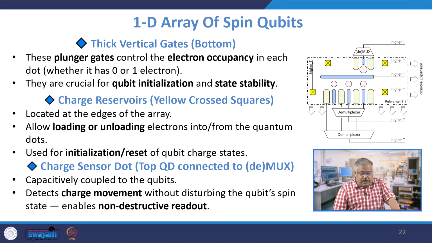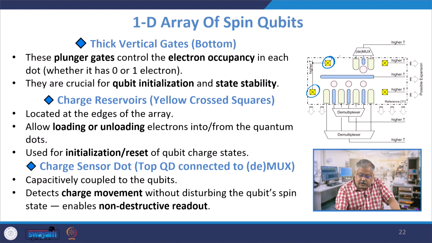Okay. These yellow crossed wires, which you can see on the right hand side, these yellow crossed squares, are known as charge reservoirs. These are located at the edge of the array, and they are primarily used for loading and unloading of electrons or holes from the quantum dots, and together with plunger gates they are responsible for initializing or resetting the qubit.